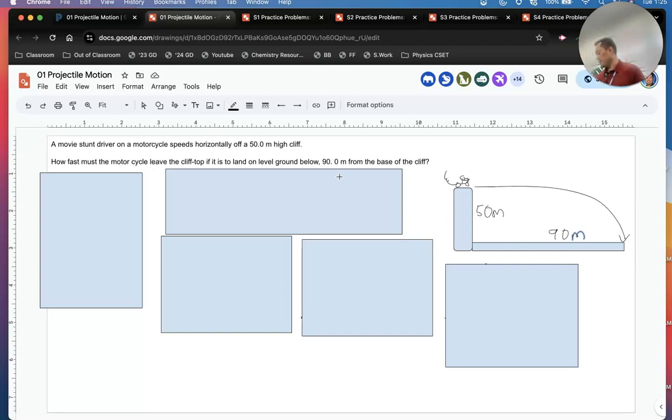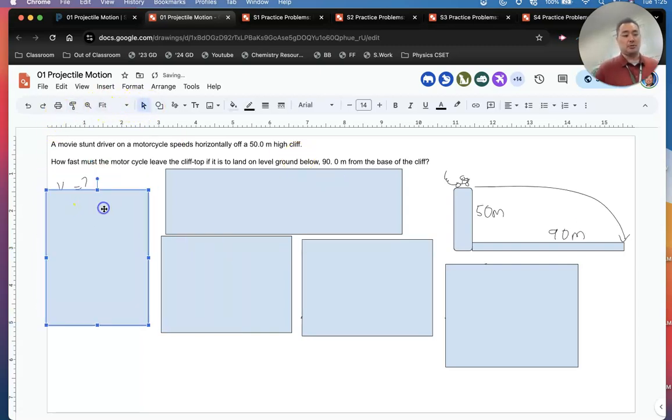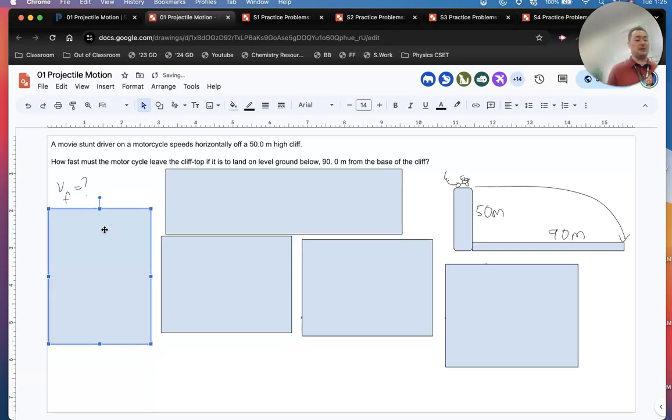All right. So you've got your drawing. You've got your big picture. The question is asking how fast does the motorcycle have to go? So that's your final velocity. And here we have two x's. You have x, that's your height, and x, that's your length.